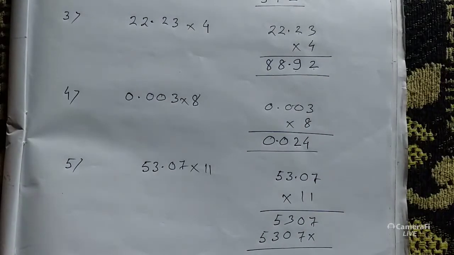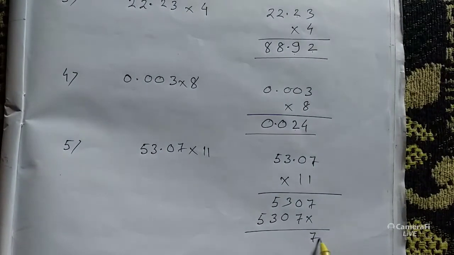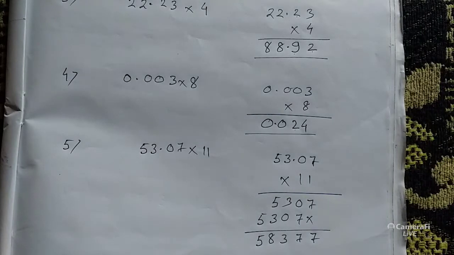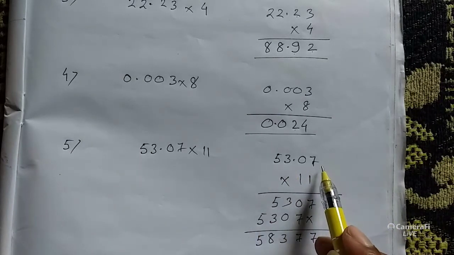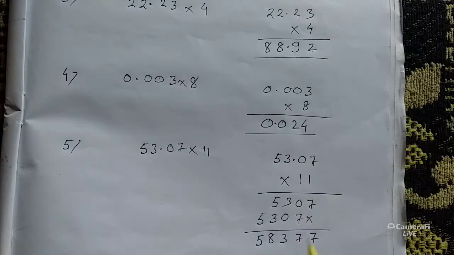Add. By adding we get 7, 7, 3 plus 5 is 8, 5. Now put the decimal in proper place. The first number only has the decimal after 2 digits from the right side. So after 2 digits from the right side, put the decimal here. So the result becomes 583.77.